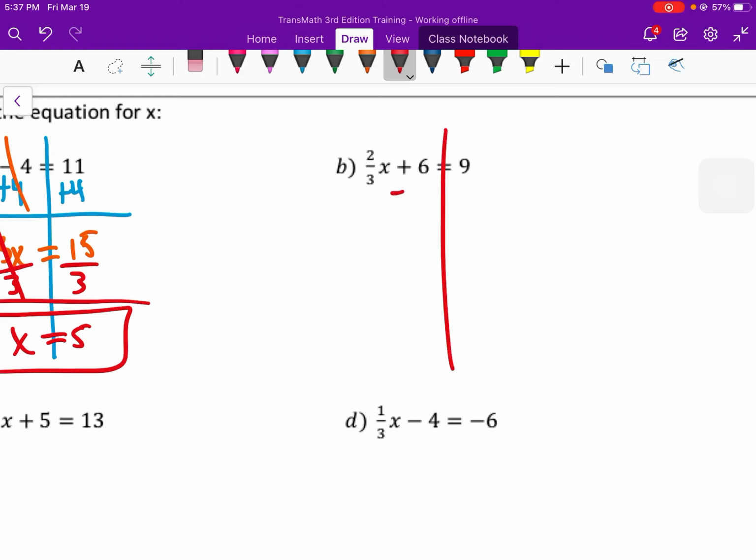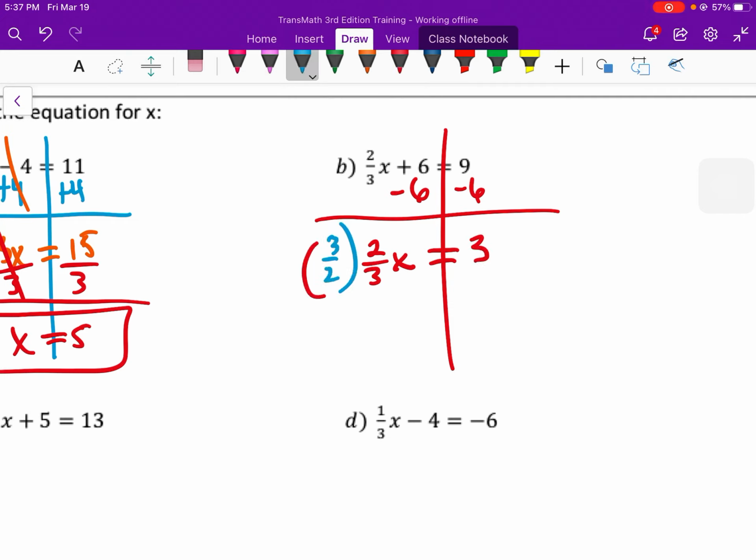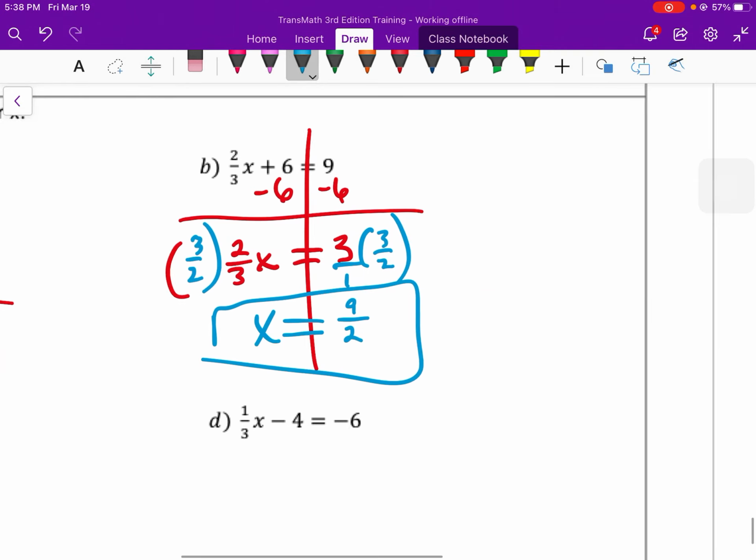Balance the equation, solve for x, subtract 6 from both sides. So we get 2/3 x equals 9 minus 6 is 3. Now we need to multiply by the reciprocal, which is 3/2. 3/2. We're going to have a fraction for x in this case because we multiply straight across. So it's going to be 3 times 3, which is 9, over 1 times 2, which is 2. So 9/2.